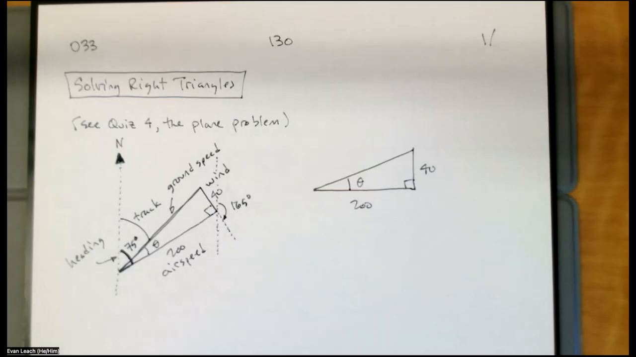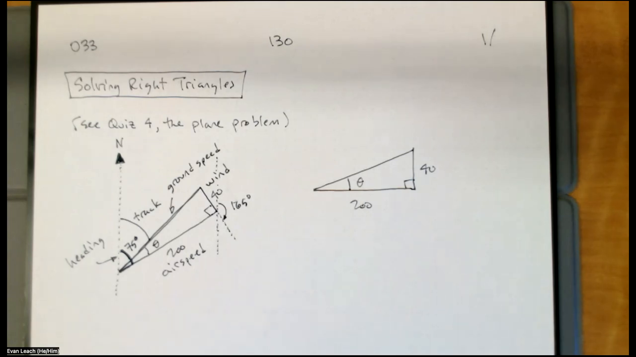Today we want to look at solving right triangles. We're going to start with the problem that we saw on quiz 4, where we have a plane flying along and it's being blown around by the wind. So what's going on here is that the plane is flying at a certain airspeed at a certain heading. So airspeed and heading are what the plane thinks it's doing. Not that the plane is actually thinking, it's what the plane says it is doing.